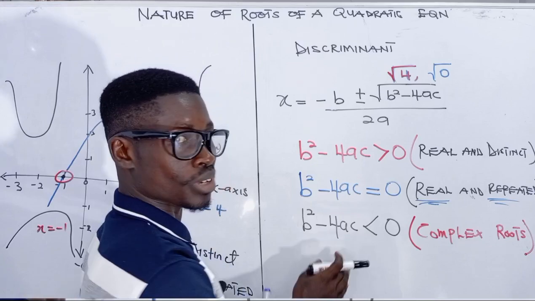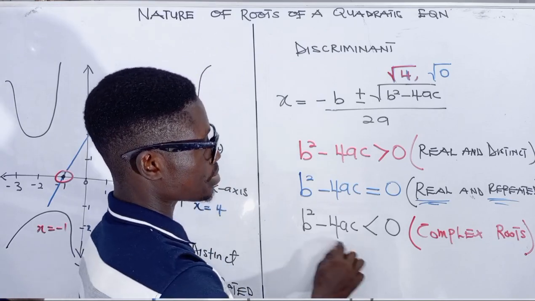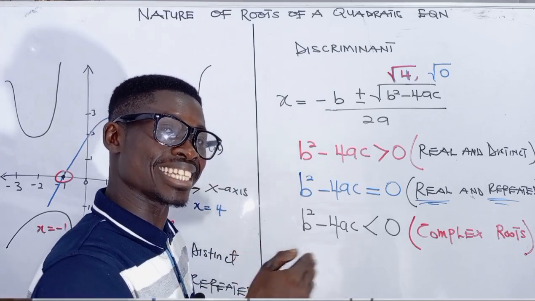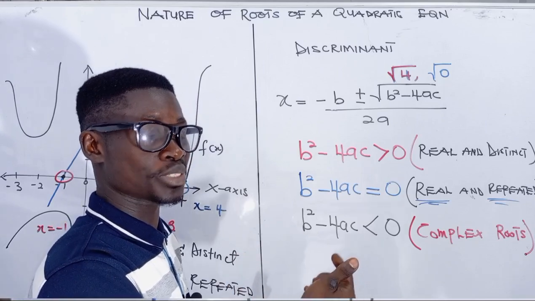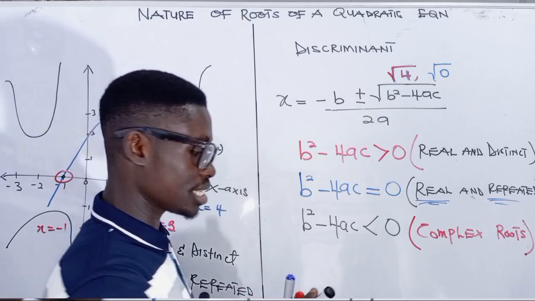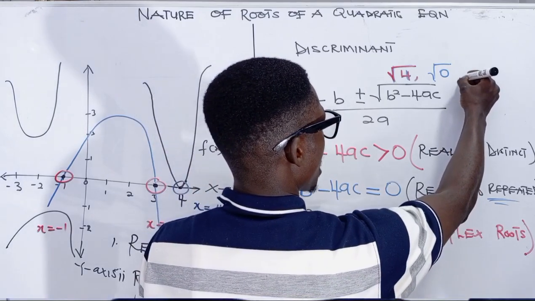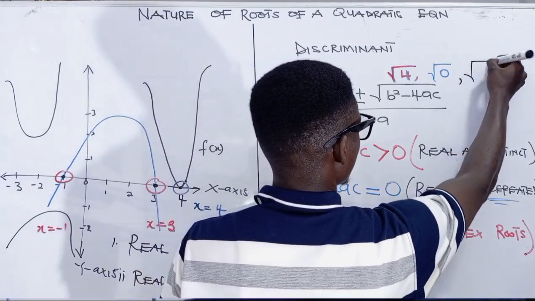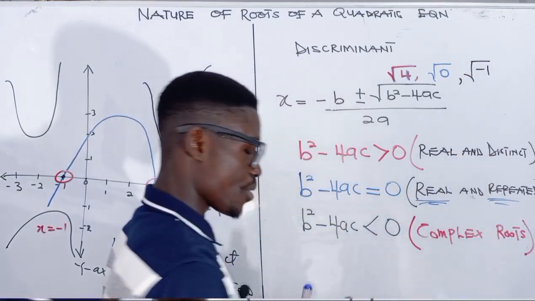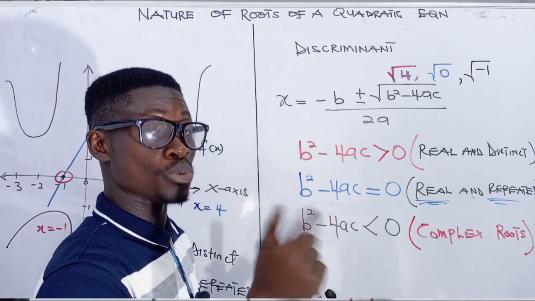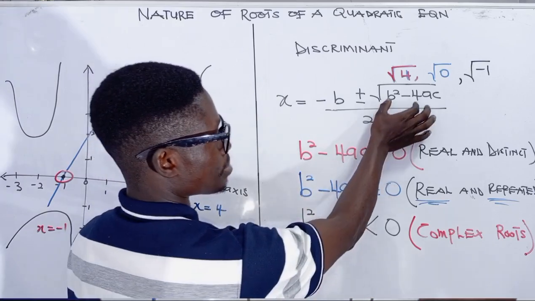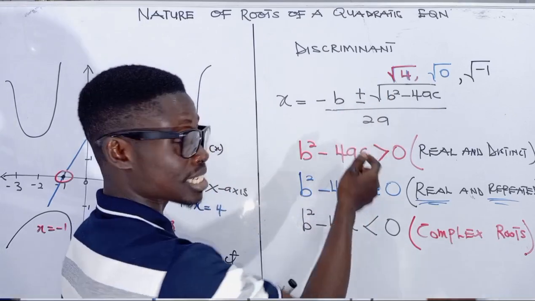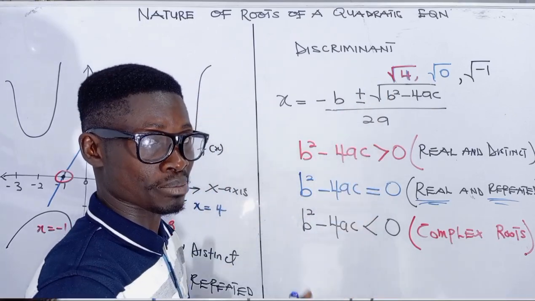Now let's look at the last one. We are saying that when the expression under the radical sign is less than 0, it means we are going to get a negative number. So negative numbers can be -1, -2, -3, up to where? Infinity. So let's say -1. And we know that the roots of a negative number will give you a complex number or an imaginary number. So an imaginary number plus or minus a real number will give you an imaginary number.